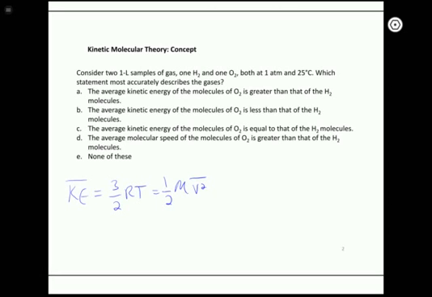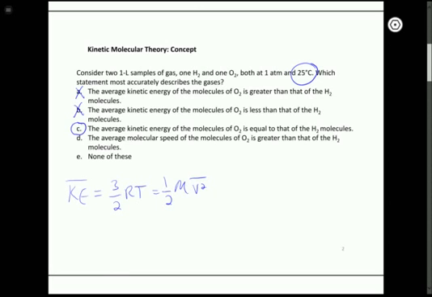So in choice A, the average kinetic energy of O2 is greater than H2. Okay, as we said, they're at the same temperature here, and as soon as we see they're at the same temperature, we should know they have the same average kinetic energy. So choice A is wrong. Choice B is the same story, but this time it says that O2 is less than H2, but in terms of kinetic energy they'll be equal.